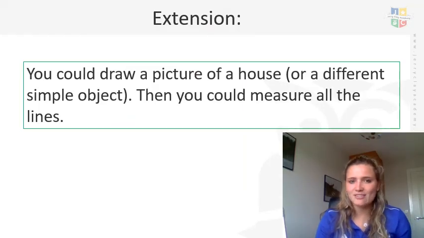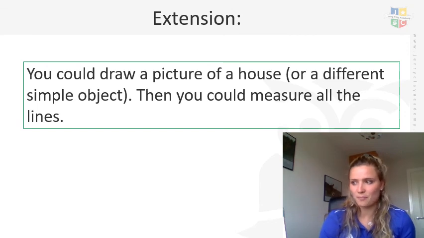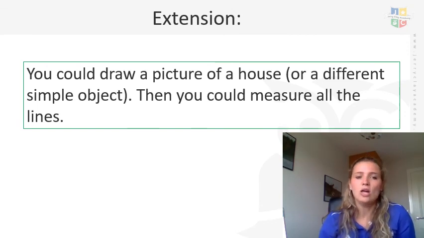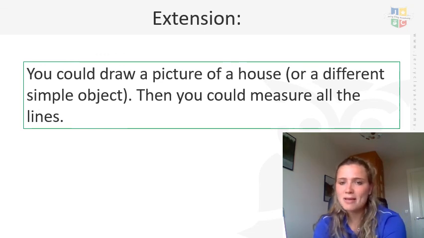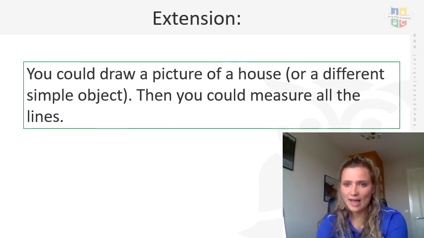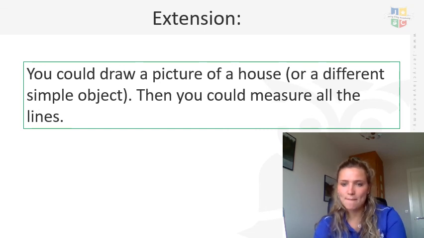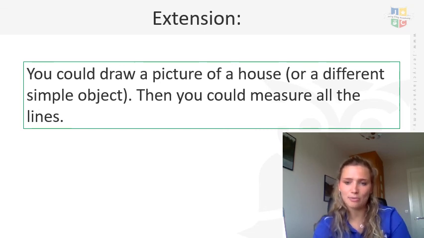So an extension activity that you could do is you could draw an object, or you could draw a place or any sort of picture you would like to draw, and then you can measure the lines. So for example, you might draw a picture of a house, and then you might draw and measure out every single line and label up all the lines.